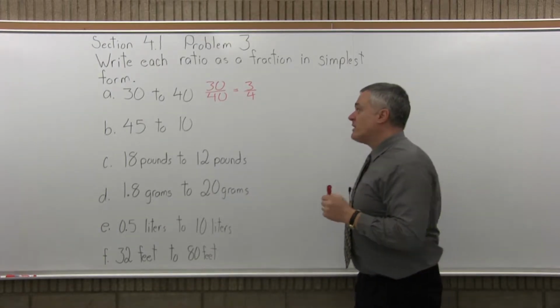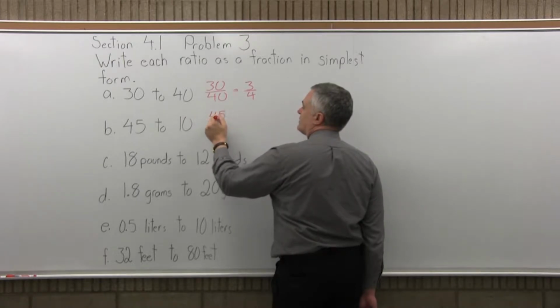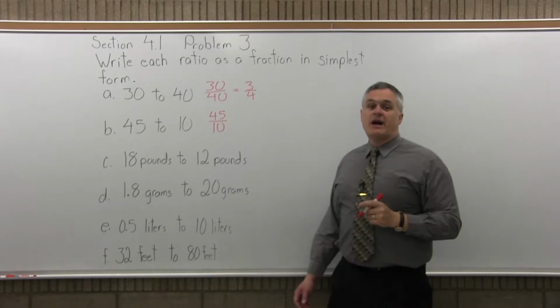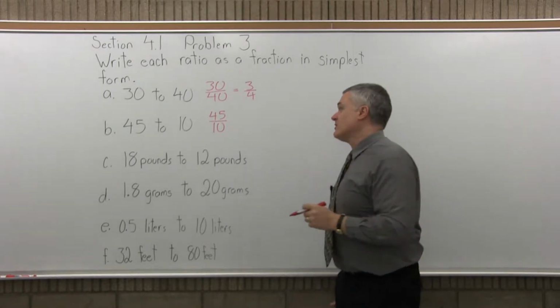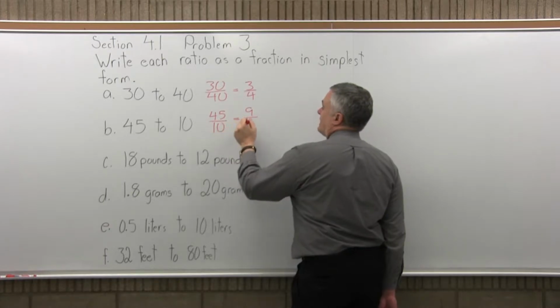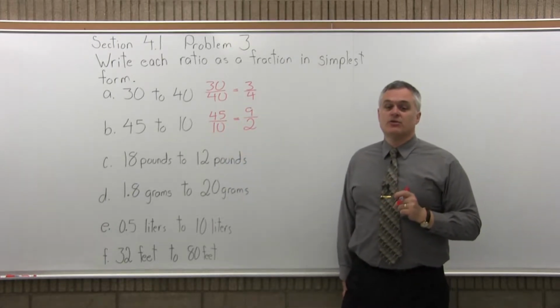The next one, 45 to 10. So as a fraction, it would be 45 over 10. And they can be reduced. 5 divides into both evenly. 5 will divide into 45 9 times. And 5 will divide into 10 2 times. So in simplest form, 9 over 2.